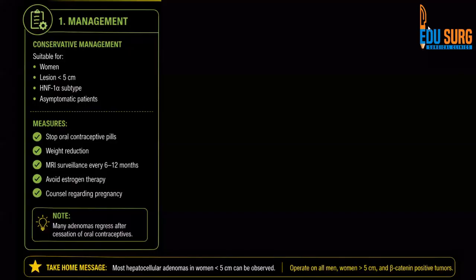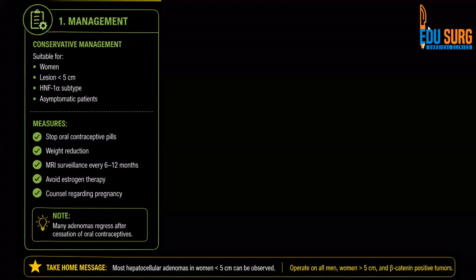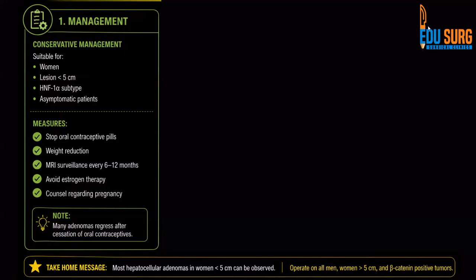Coming to management, conservative management is suitable for women with lesion less than 5 centimeter and HNF1 alpha subtype, as well as asymptomatic patients. What you can do is stop OC pills, weight reduction, MRI surveillance at 6 months and then 12 months, avoid estrogen therapy, and make sure that the patient understands that if there is pregnancy being planned, they need to get this treated first. Many adenomas regress and reduce in size after cessation of oral contraceptives.